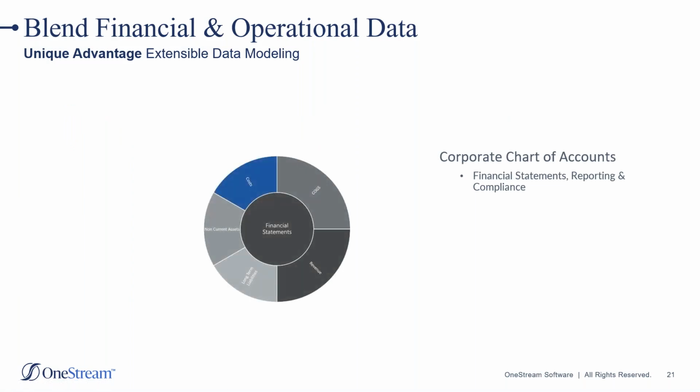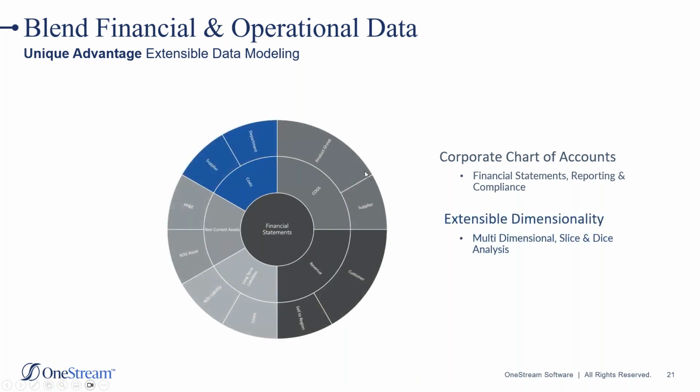Okay, so the next differentiator we have is our relational blend and analytic services. These are the building blocks of being able to leverage operational details within your financial reporting. Just a quick infographic here: you have your financial statement level broken down by your corporate chart of accounts. Our extensible dimensionality allows us to slice and dice that even further, so we can see things by supplier, by customer, by product, by sales region.